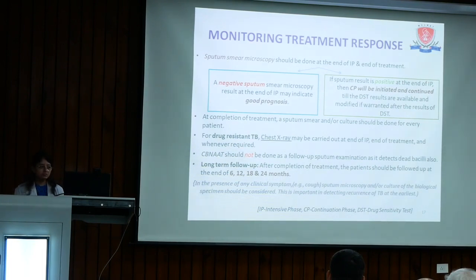At the completion of treatment, a sputum smear or the culture should be done for every patient. And for drug-resistant TB, chest X-ray will be carried out at the end of the intensive phase, end of the treatment, and whenever required. CBNAAT should not be done as a follow-up sputum examination as it detects the dead bacilli only. So we can have a false result.